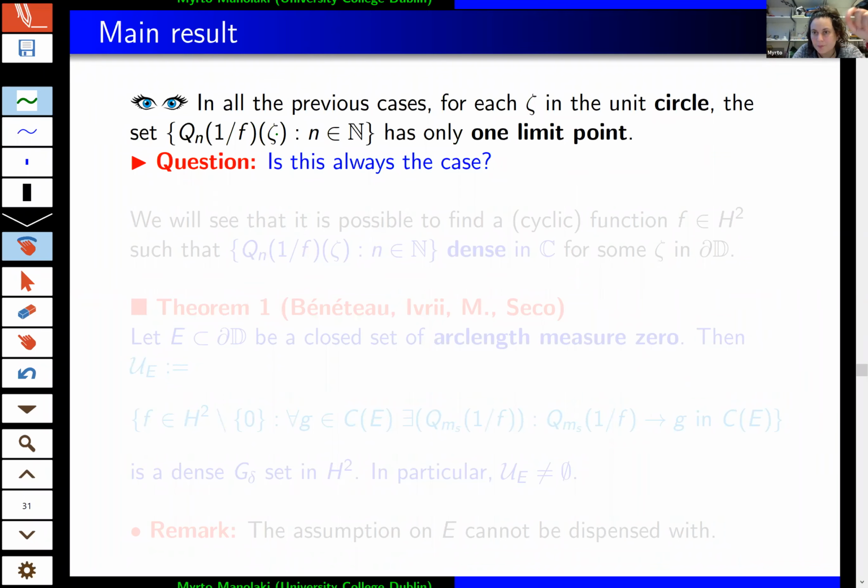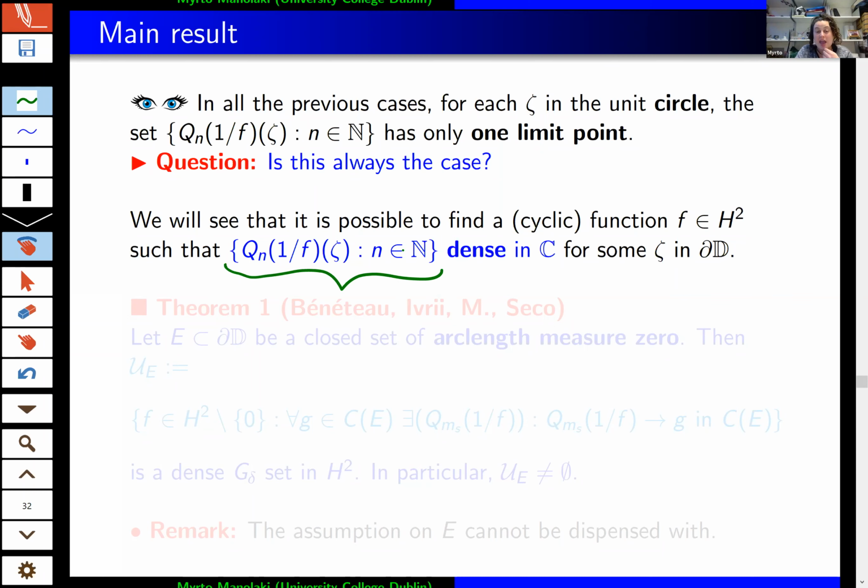which is actually this universality concept I talked about in the beginning. So it is possible to find a function that makes these optimal approximants not only not converge somewhere, but converge everywhere. So this is our main result. Just as I said, it's an introduction to the subject.